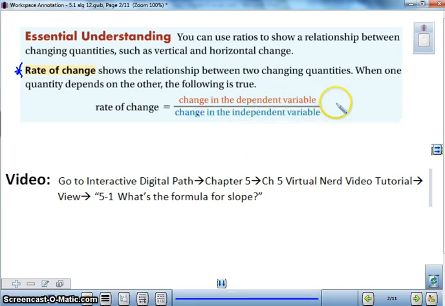Now, if you think about when we talked about our dependent variable, that's going to be the change in y. This triangle just means change, divided by the change in x. I also put online for you that you can go to the digital path, go to 5.1 and watch the Virtual Nerd video, if this would help you out also. It talks about the formula for slope.